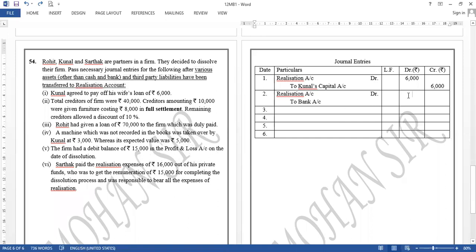Fine. Amount over here 30,000 का 10%, 3,000. The remaining is 27,000. ठीक है. Next, third one. Rohit had given a loan of 70,000 to the firm which was duly paid. रोहित ने फर्म को लोन दिया था जो हमने पे कर दिया. ये Rohit's loan to bank.